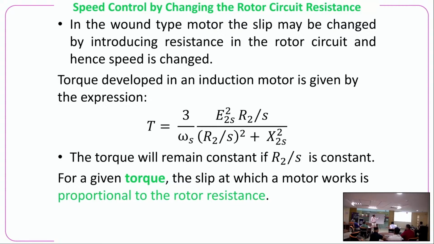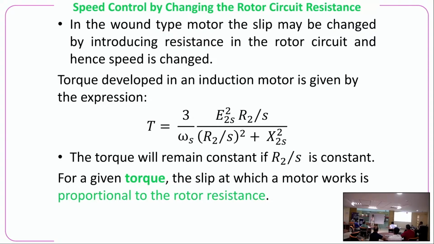No, this is not a direct equation, because what is there in the torque equation? The numerator E is there. E is the back EMF, and back EMF is dependent on the speed. So it will be better if you write the torque equation in terms of voltage and slip. So that is what I am going to explain.